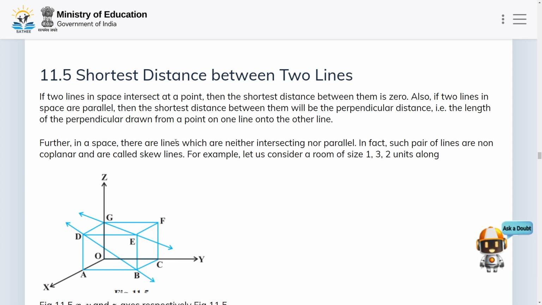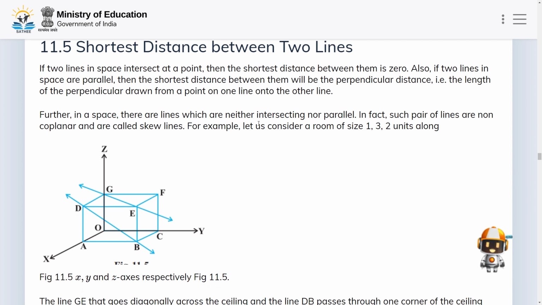So how are we going to find the shortest distance between two lines? If two lines in space intersect at a point, then the shortest distance between them is 0. If two lines in space are parallel, then the shortest distance between them will be the perpendicular distance, that is, the length of the perpendicular drawn from a point on one line onto the other line.